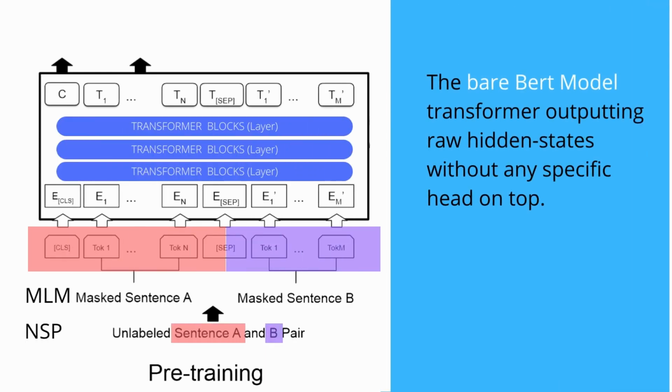And yes, of course, what I want to show you also is the BERT model, the transformer outputting raw hidden states without any specific head on top. This is called a BERT, the pure BERT model with no head on top of it.